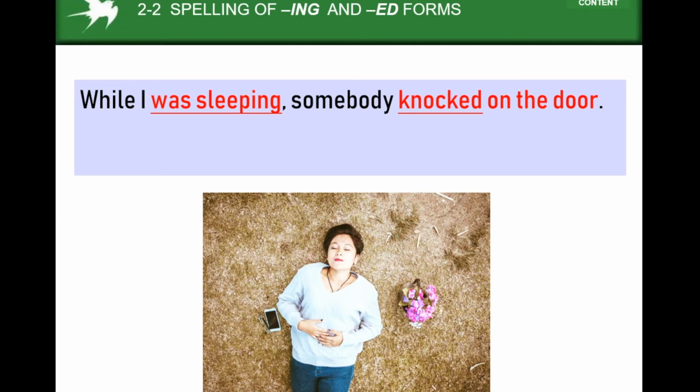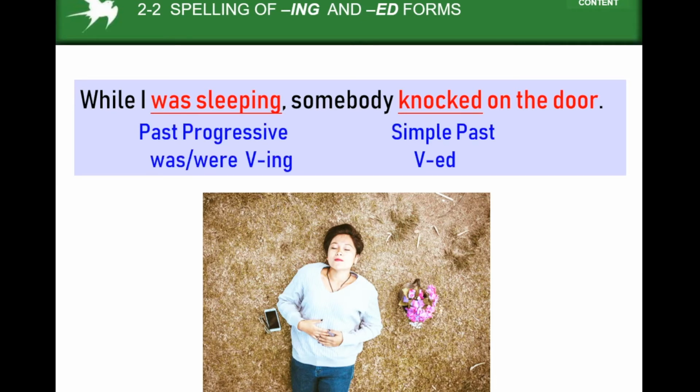During the time I was sleeping, suddenly somebody knocked on the door. So knocked on the door is an action that interrupted the sleeping. So we need verbs with ing and verbs with ed to combine past progressive and past simple in a sentence. Let's have a quick review of what you already know.